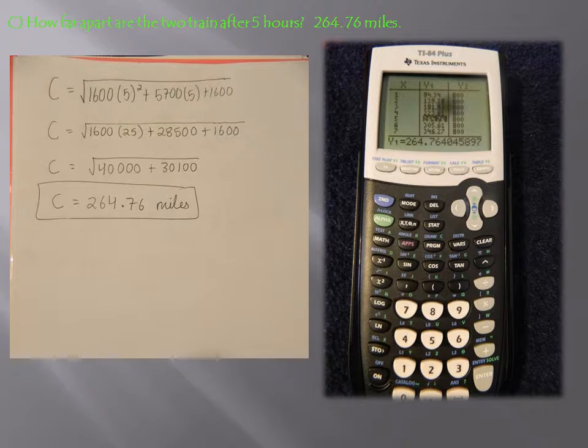And the second way is you can simply press second graph and click, and just scroll down to where x is equal to 5. You would still get 264.76 miles.